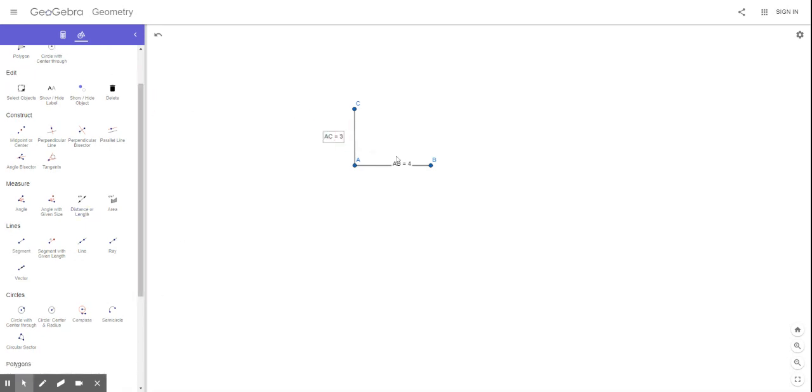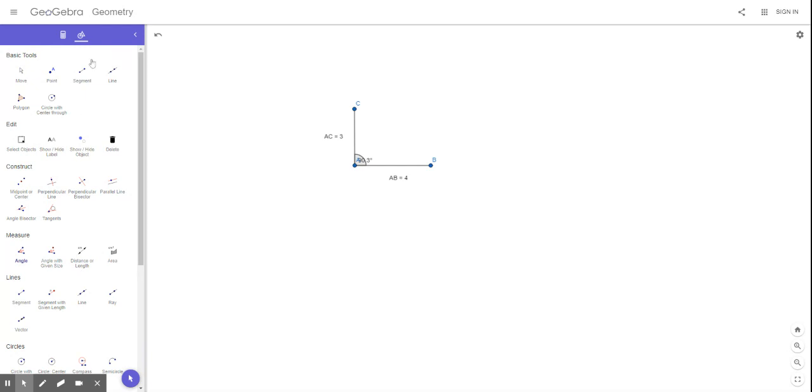I'm going to move these out of my way. And now I'm going to put an angle in between here. So I'm going to measure this angle from C to A to B. Okay, it's 90.3. Then I'm going to do a line segment from C through B and measure that. And lo and behold, it has a length of 5.